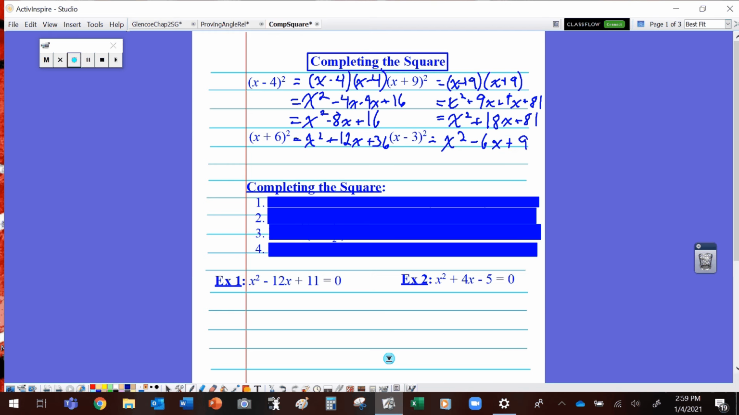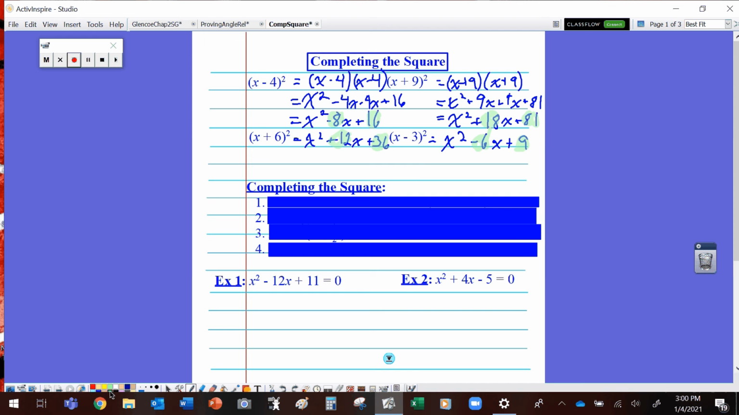Now, each one of these has a very special relationship between the b coefficient and the c term. If I look at this minus 8 and compare it with this 16, this plus 12 with this 36, this plus 18 with 81, and this minus 6 with 9. Normally in class, I'd have you sit in teams and try to figure out what the relationship is. Well, we don't really have that option right now, so I'll just tell you.